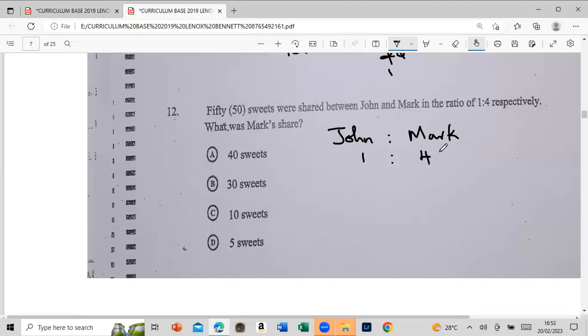Alright, so we have 1 to 4. What did they say that the share was? They gave us Mark's share, right? Now that means Mark's share is 50, right? No. Let's say, oh, it's a total of 50 sweets. So the ratio is 1 to 4. The total being shared is 50 sweets. So you are sharing 50 sweets in all.